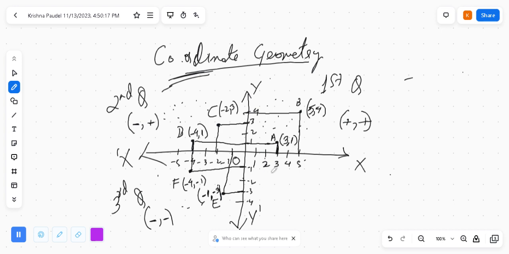And lastly, or finally, we come to our fourth quadrant. And if you notice here, any point over here, let's take this point.